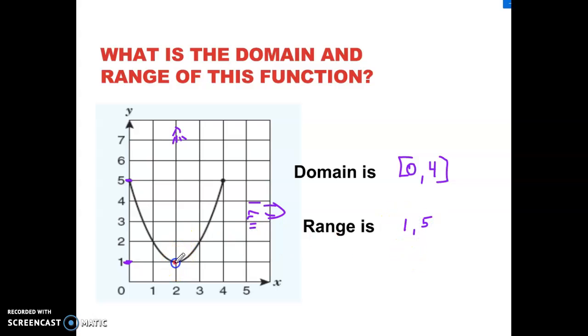So for any side of the graph, if it gives you a y value, then just count it only once. It looks like we're including that y value of 1 here at that low spot, so I'll include it. And of course, we've got closed circles up there, so I will include them as well. So that's our example of domain and range, looking at it graphically.